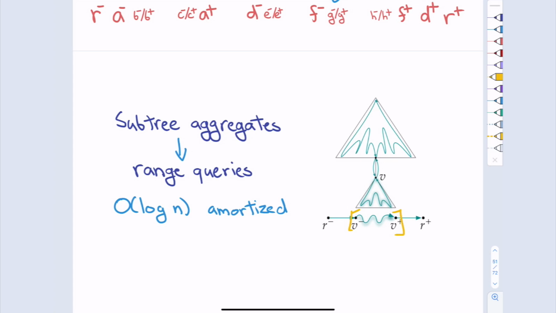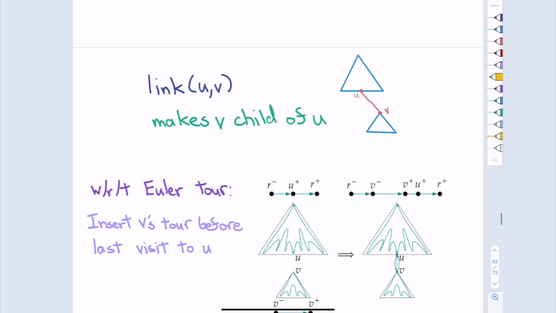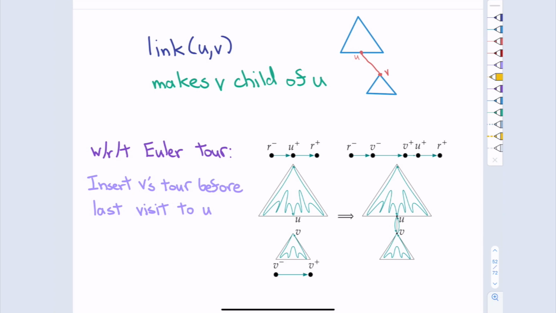All right, let me try to finish. If you wanted to do those link-cut operations, where the tree is changing and you're adding and deleting edges, then all you have to do is figure out how to update the Euler tour.